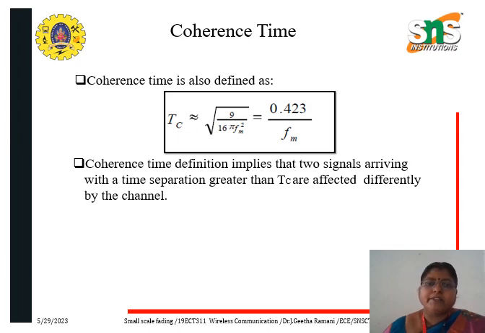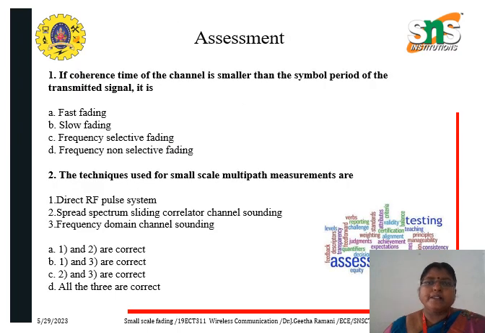So the coherence time definition implies that two signals arriving with a time separation greater than the coherence time Tc are affected differently by the channel. That's the conclusion we could get from this coherence time. So these are the small scale fading parameters.